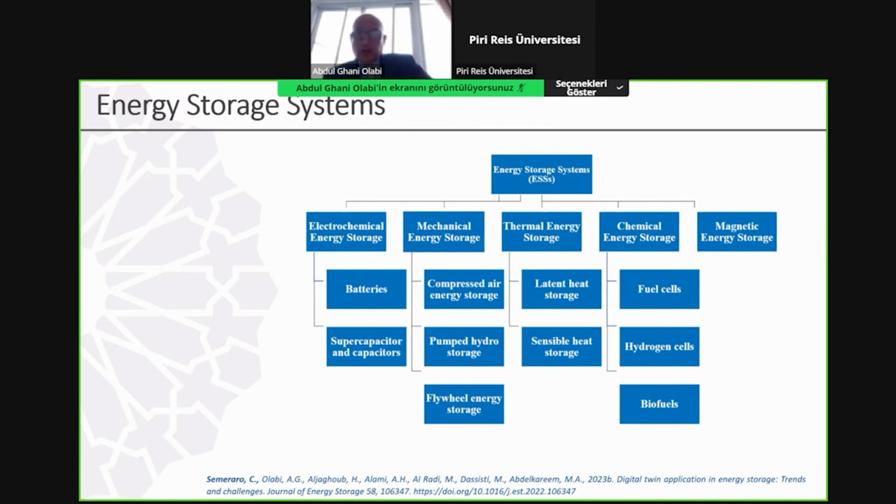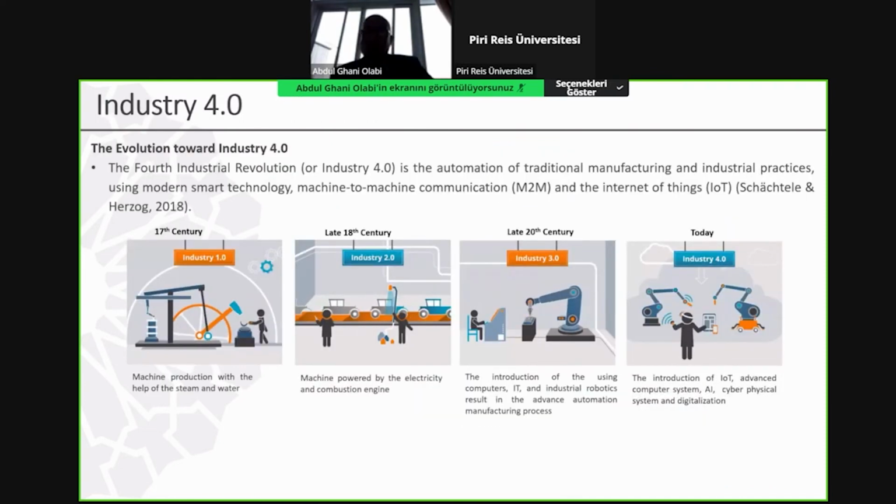I don't want to go deep into this figure about what energy storage is in general, because in my talk today we will talk about renewable energy and energy storage systems. Renewable energy is well known, from solar to wind to biomass to hydro and geothermal. We need to store it, either electrochemical, mechanical, thermal, or chemical storage. So this is where we come to talk about digital twin.